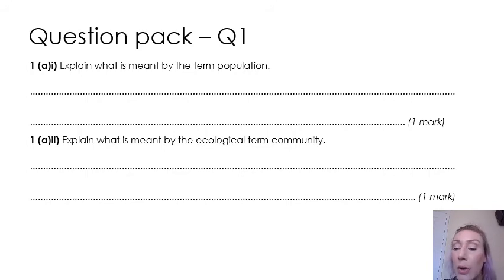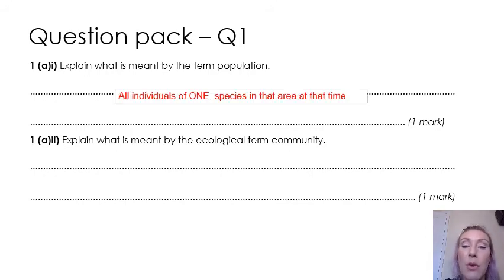Okay, so question 1, what's meant by the term population? Now I'm going to bring the mark schemes up, and you can see that if you've used your definitions from your keynotes, they're equivalent to the mark scheme. So, all the individuals of one species in that area at that time. Give it a tick if you've got that.